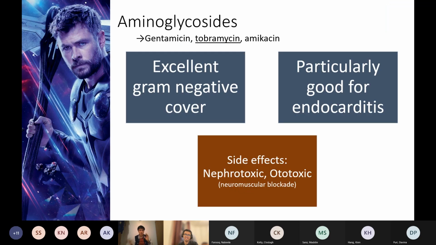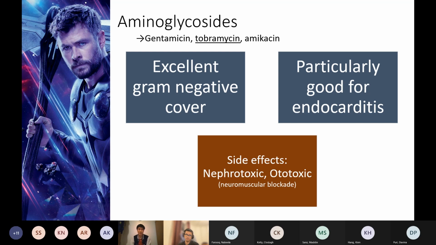Okay, so moving on to other classes of protein synthesis drugs, we've got aminoglycosides. Examples of this are the mycins: gentamicin, amikacin, tobramycin. I've underlined tobramycin because it's particularly useful for pseudomonal infections, and we'll go into that on a later slide. Like we said, excellent gram-negative cover, so it's really useful as an add-on. For example, in infective endocarditis, we can add it on if we're worried about gram-negative.